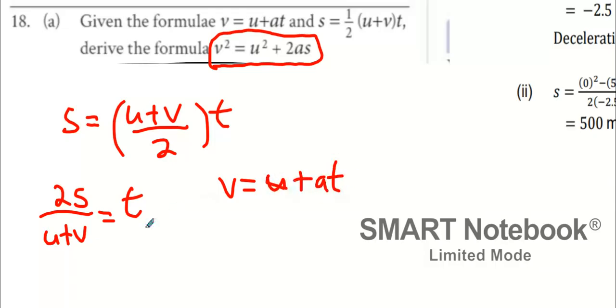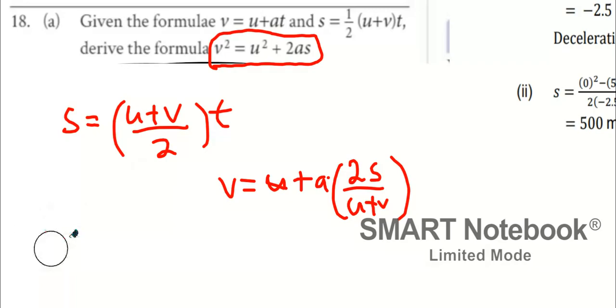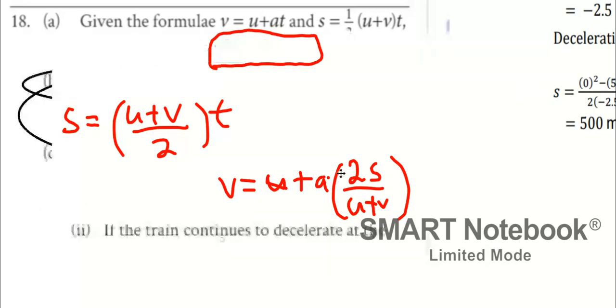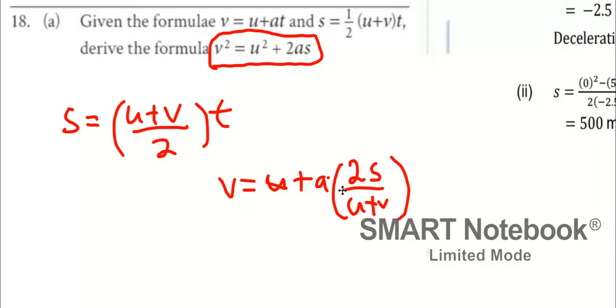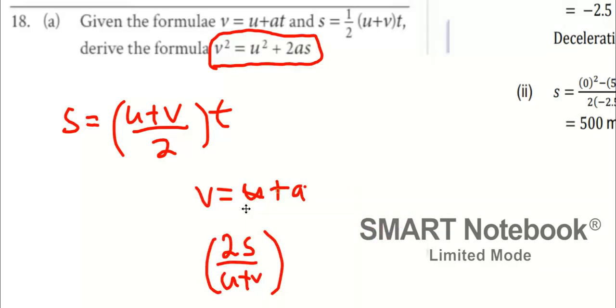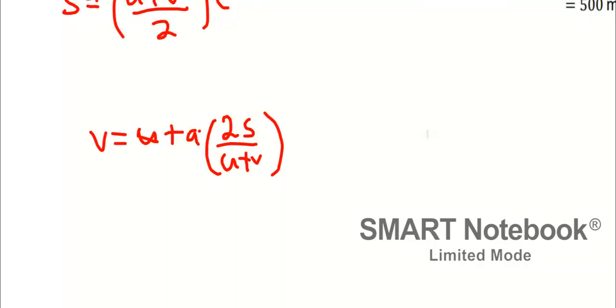Now, I'm going to go up to v equals u plus at. What I'm going to do is sub out the t. So lads, I'm going to sub out the t. And what happens when I sub out the t? What am I putting in instead? 2s over u plus v. Now what I'm going to do next is give everything a common denominator in a second. I'm pretty happy about this because I'm about to get the 2as, haven't I?